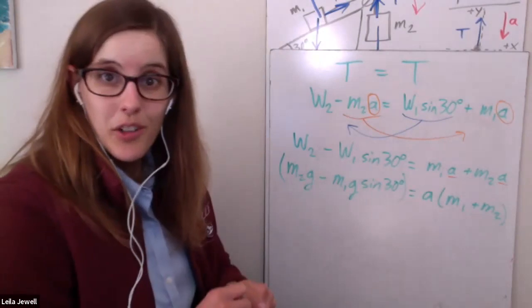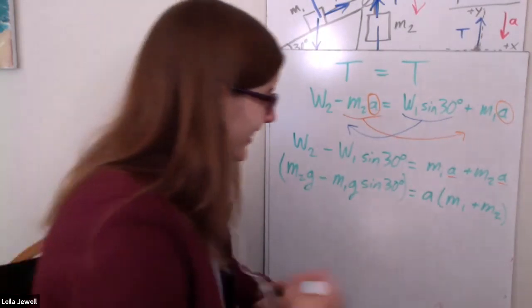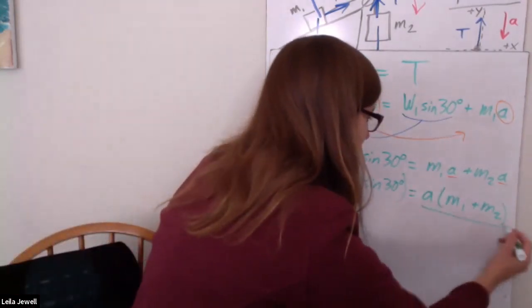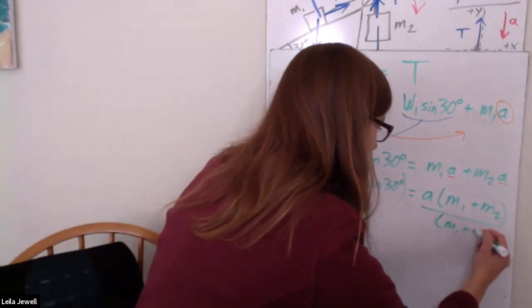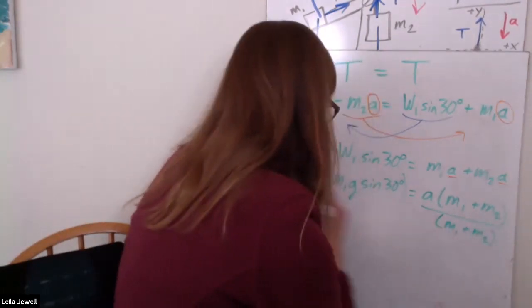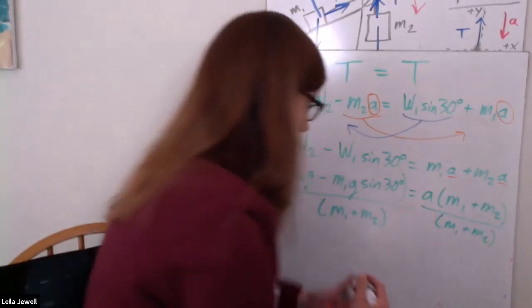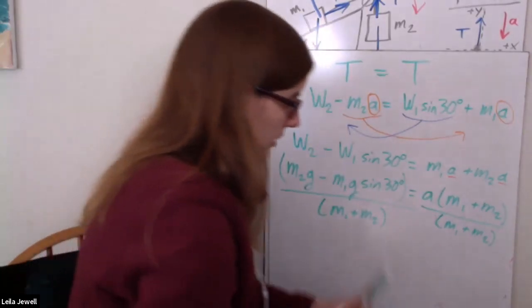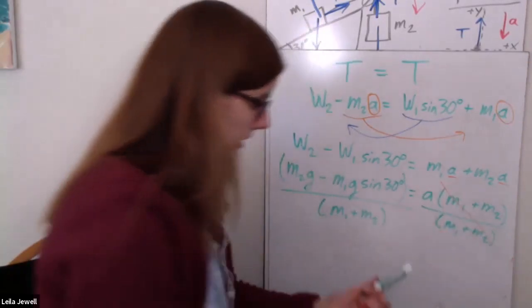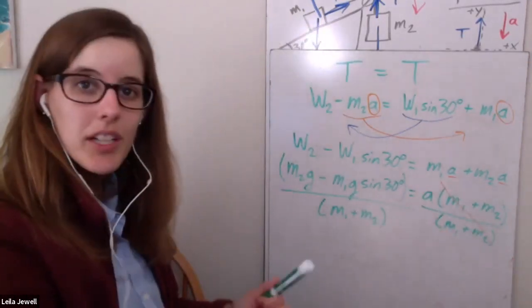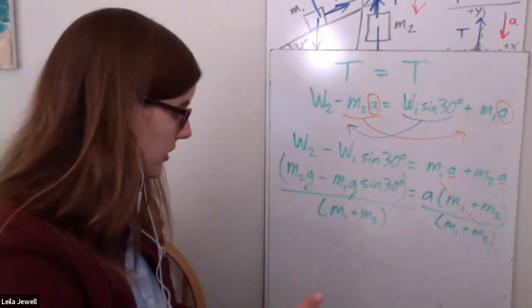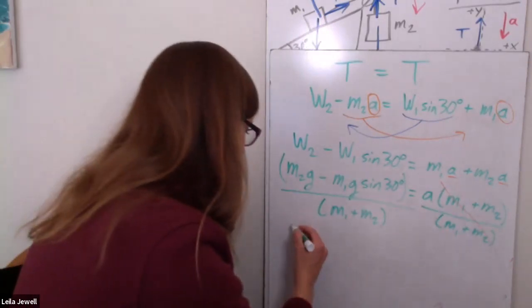And now we are almost home, believe it or not. So we're going to divide both sides by this total mass, M1 plus M2. So the masses will cancel, and all that we're left with is A here. And we can now plug in numbers, and it's going to be just some plugging and chugging away.